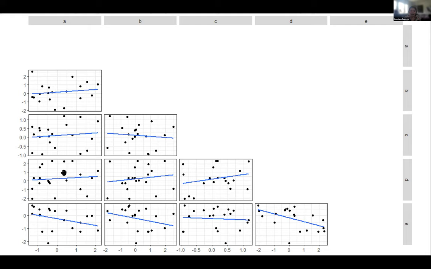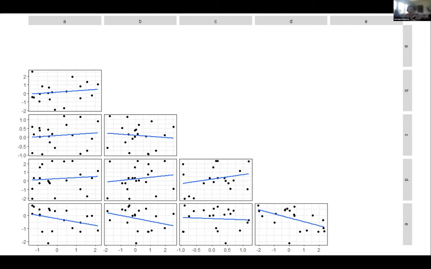I want you to look at these plots and tell me which one is the most promising looking, the one that looks like there's a relationship between the variables the most. I want you to just type that in the chat. So if maybe it will be A and B, you just type A, B in the chat. Okay, so a lot of people said D and E.